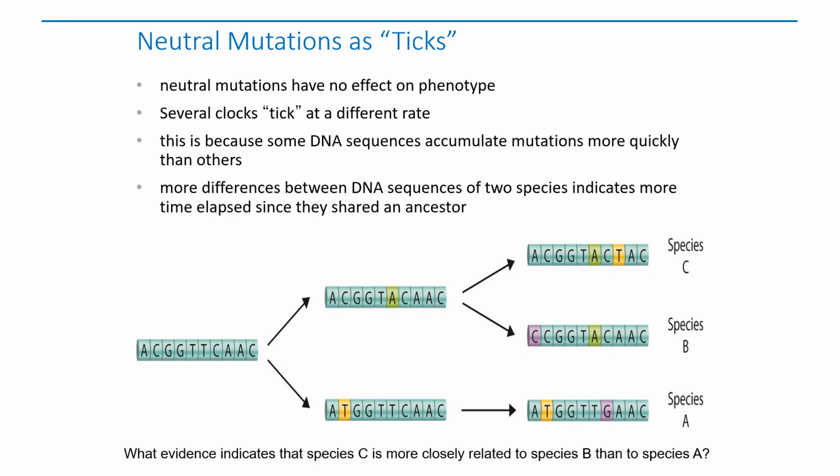So if we look here at this diagram, you can see that B and C will differ from each other by 2 different mutations, but B and C differ from A with 4 different mutations. So there's been more time that has passed for A as opposed to B and C. B and C are more closely related. So there's less time since they share a common ancestor.